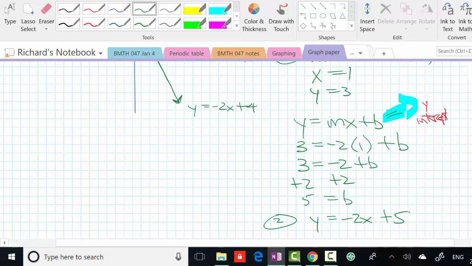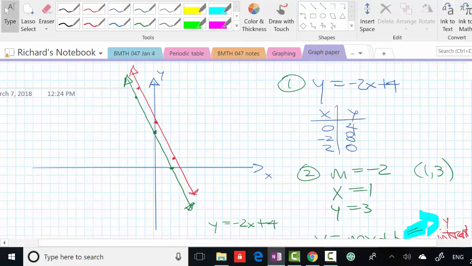Well, I'm going to create a table of ordered pairs for equation number 2. x and y: 0, 2, and minus 2. When x is 0, y is 5. When x is 2, minus 2 times 2 is minus 4. Minus 4 plus 5 is 1. When x is minus 2, minus 2 times minus 2 is plus 4. 4 plus 5 is 9. Now I have some points that I can plot on the same axis.